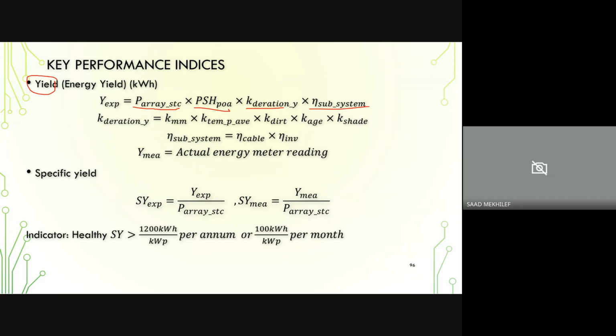So if I have 200 watt panels, 200 watt at STC, times how many sun hours a day? Maybe 6, so 200 times 6, times the derating factors, which is due to the mismatch, the temperature, the dirt, the age, the shade, times the efficiency of the subsystem. Subsystem here refers to the efficiency of the cables and the efficiency of the inverter.